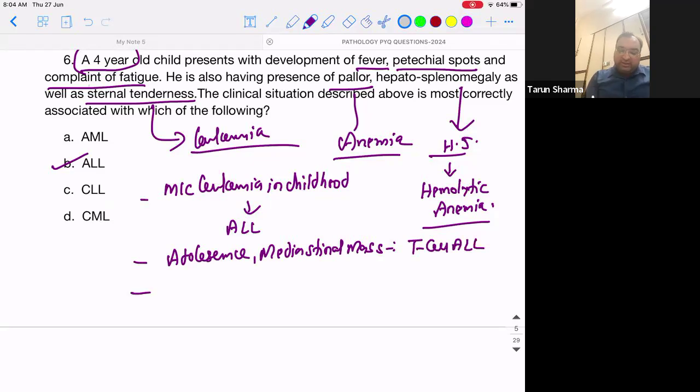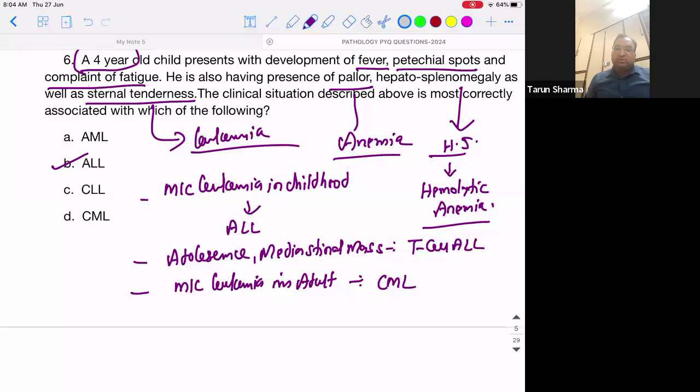Then which is the most common leukemia in adults? In adults, the most common leukemia is CML. Most common leukemia in adults is CML. AML can be seen in any age group. AML can be seen in children, in middle age, and in old age. But the question is about the most common.